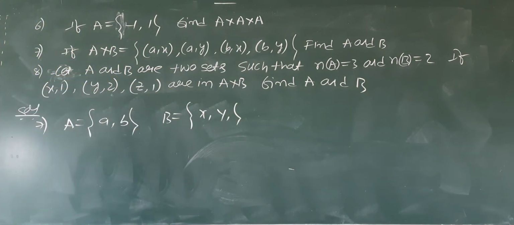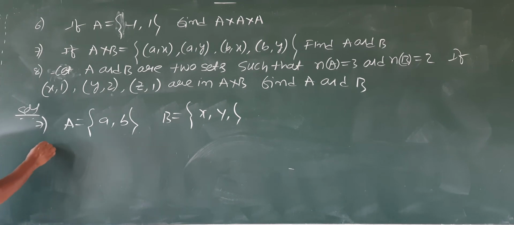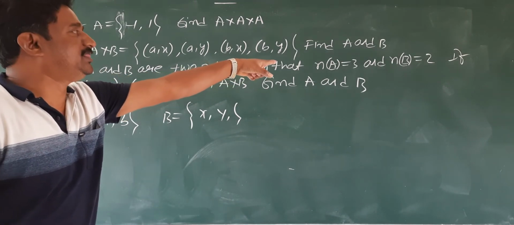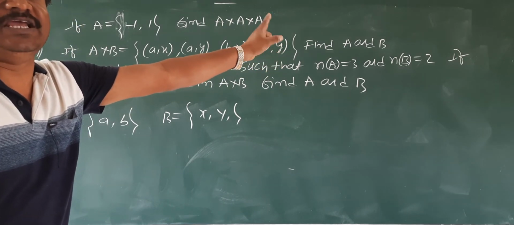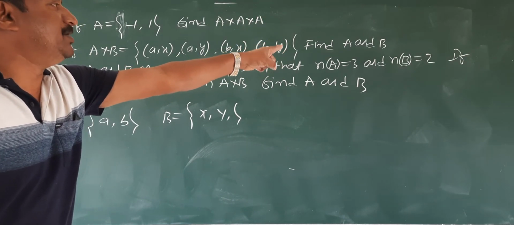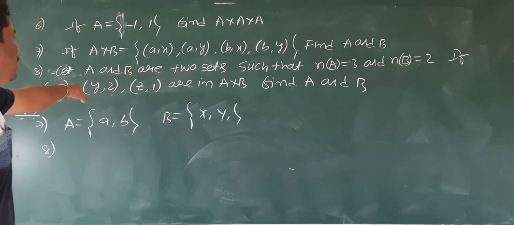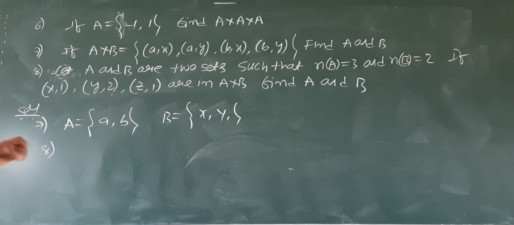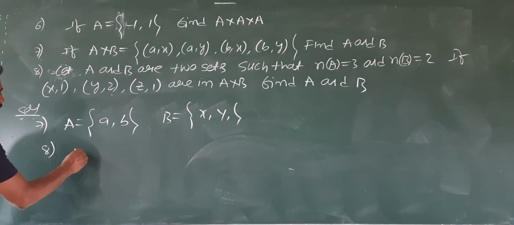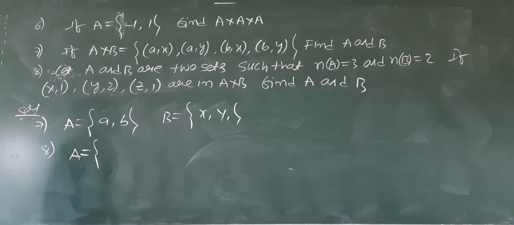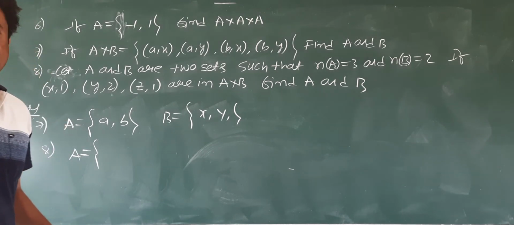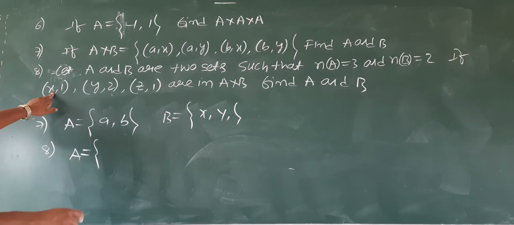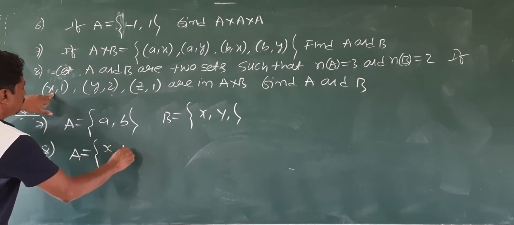Let us move on to solving the next question. A and B are two sets such that the number of elements in A should be 3, and the number of elements in B should be 2. Some elements of A cross B are given. Find A and B. So simple. Whatever it is, we always collect first entries for the first set, second entries for the second set. Tell me the first entries. So x, y.